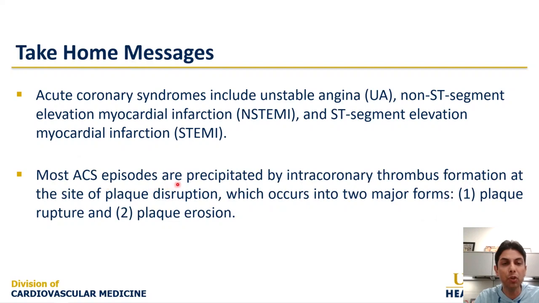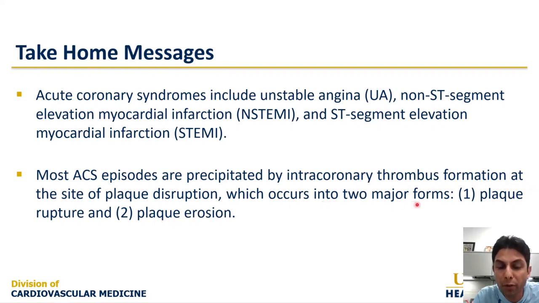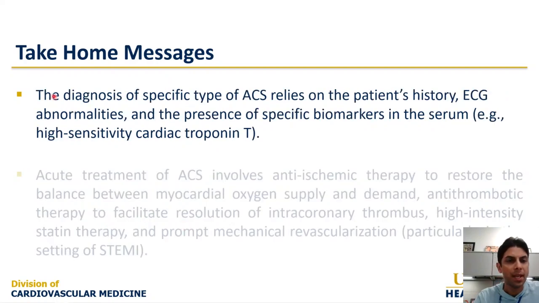Most ACS episodes are precipitated by intercoronary thrombus formation at the site of plaque disruption, which occurs in 2 major forms. We talked about plaque rupture, which is by and large the most common, and then plaque erosion. Plaque rupture is more common, and plaque erosion. The diagnosis of specific types of ACS relies on patients' history, ECG abnormalities, and the presence of specific biomarkers in the serum. For example, high sensitivity cardiac troponin T.